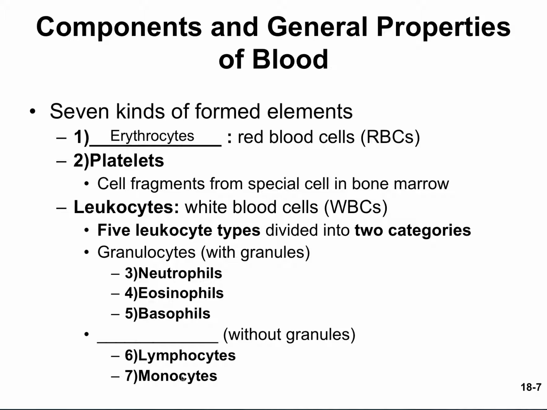Erythrocytes, or red blood cells. Platelets, which are cell fragments from a special cell in bone marrow. And the other 5 formed elements are leukocytes, or white blood cells. Granulocytes are white blood cells with granules, and those are the neutrophils, eosinophils, basophils. Agranulocytes are without granules: lymphocytes, monocytes.